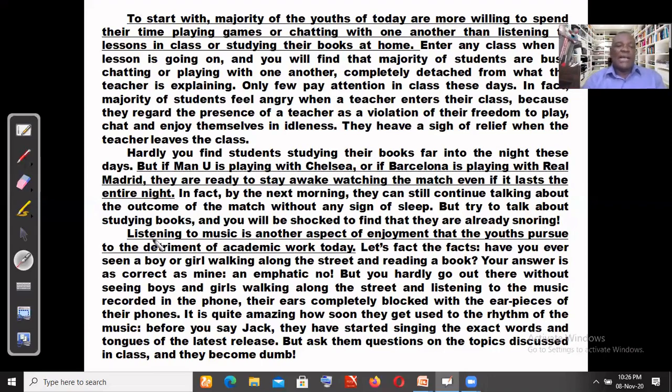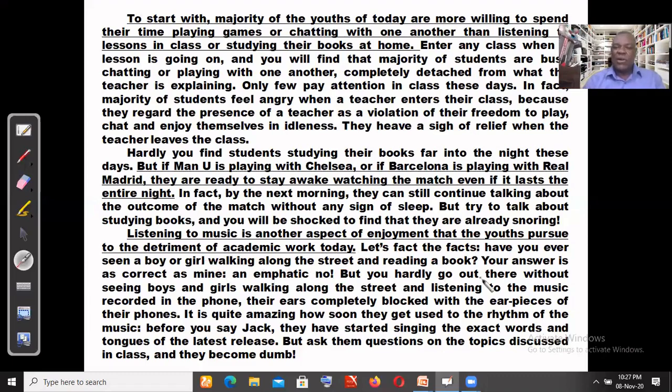Then our next point from our outline is listening to music, and then we discuss that in our next paragraph. Listening to music is another aspect of enjoyment that the youths pursue to the detriment of academic work today. Let's face the facts. Have you ever seen a boy or girl walking along the street and reading a book? That's a rhetorical question. Your answer is as correct as mine, an emphatic no.